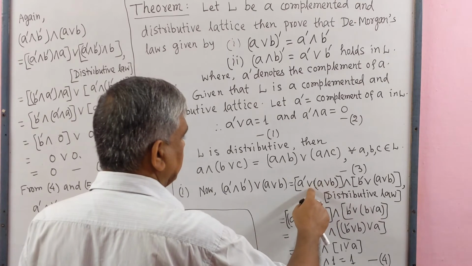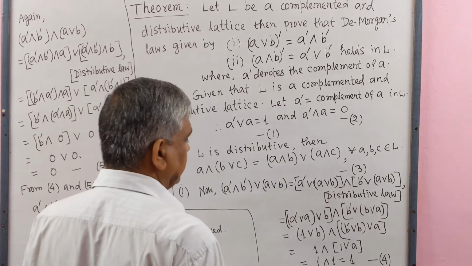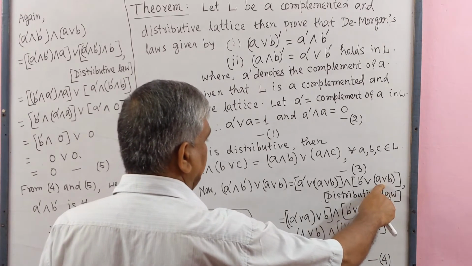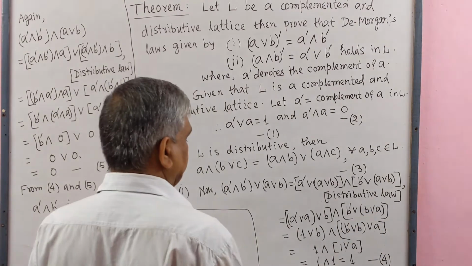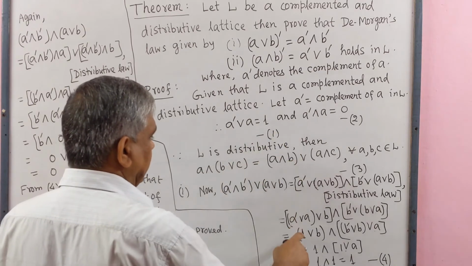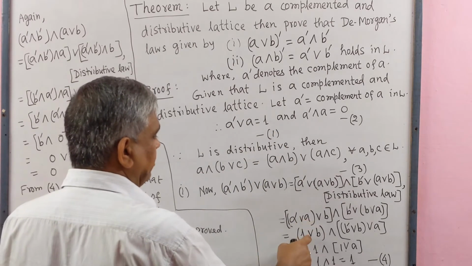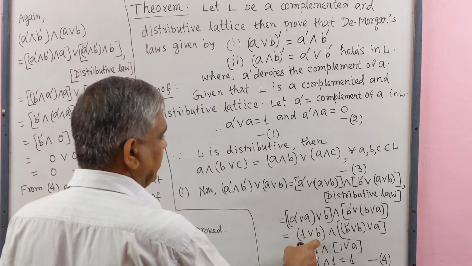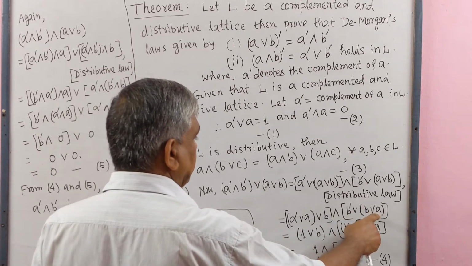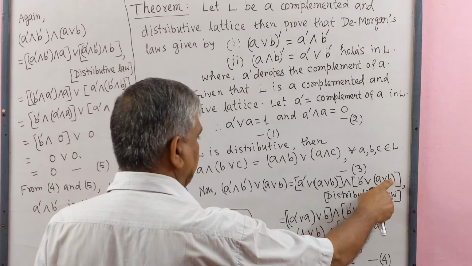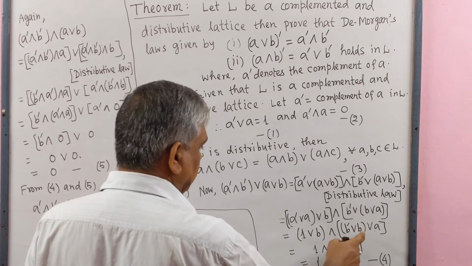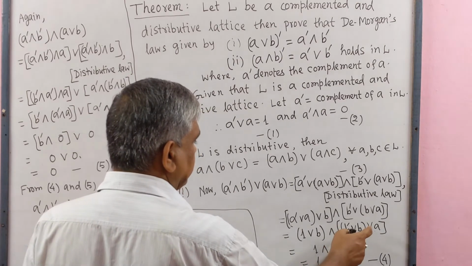In both places we see join, so here we have used the associative law. Now here by the commutative law, A join B equals B join A. Since from 1, A prime join A equals 1 join B. Here we have used the commutative law, A join B equals B join A.